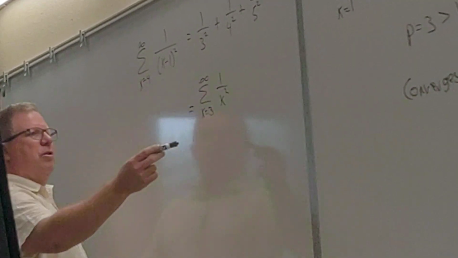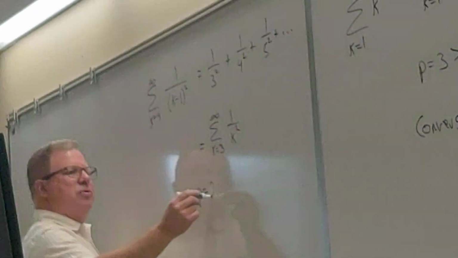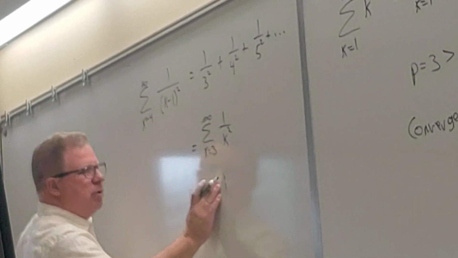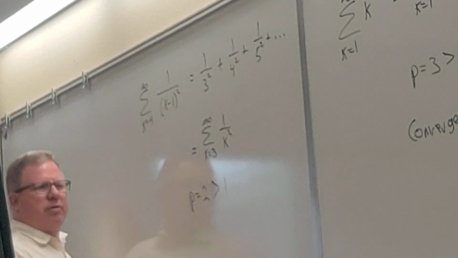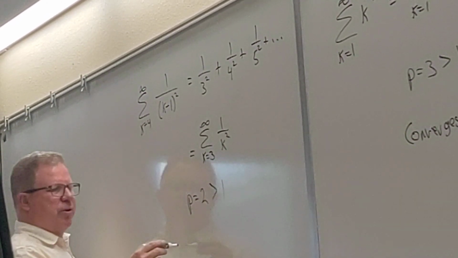All right? What's p? 2. The exponent. Which is less than 1, so what's the p-series test say? I'm not less than 1, I'm sorry. It's greater than 1, not less. So it converges.